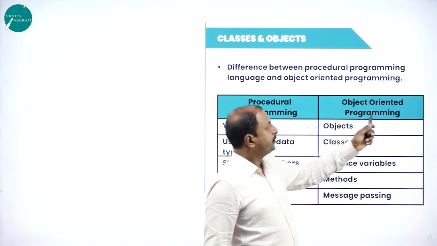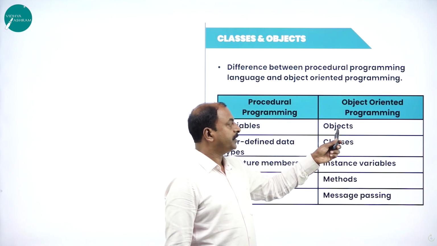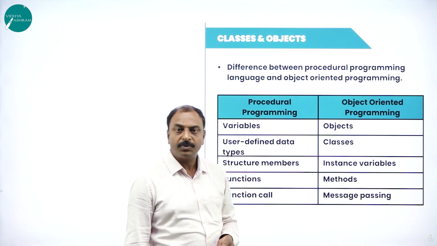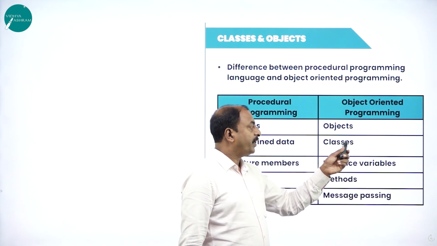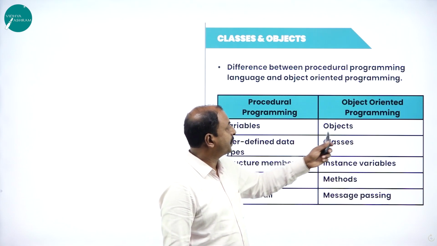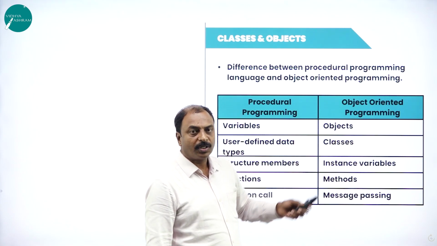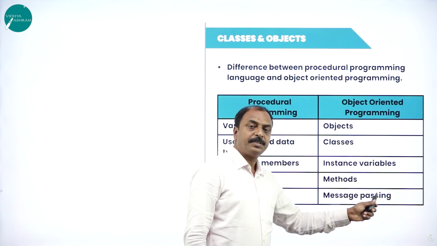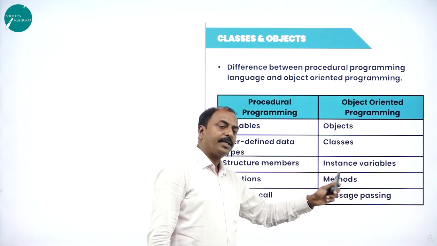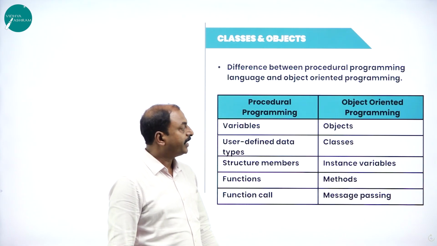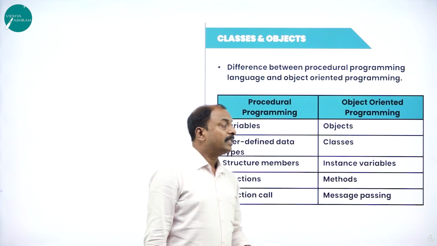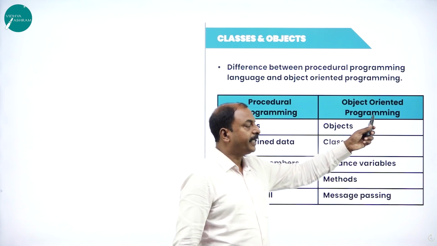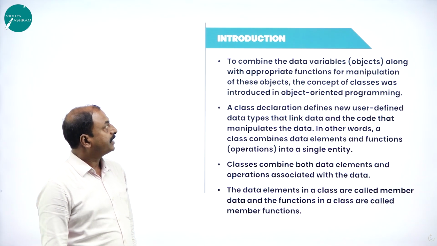Now, look at object-oriented programming. Here we are using the concept of objects and classes. In this chapter we are going to learn in detail how to define a class and how to declare an object of a particular class. So we are using the concepts of object, class, instance variable, methods, and message passing. These are the things we have learned in our previous session, the definition and features of OOPS concepts. So these are the main differences between procedural programming and object-oriented programming. Now let us move on to the next slide.